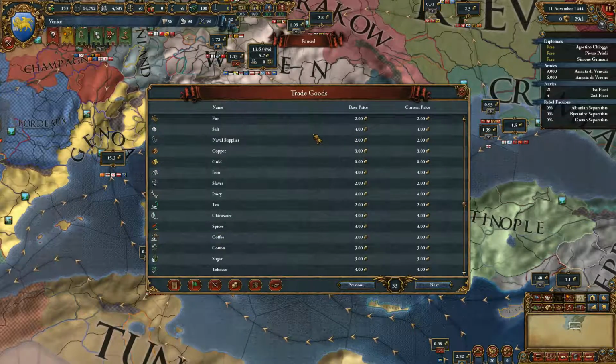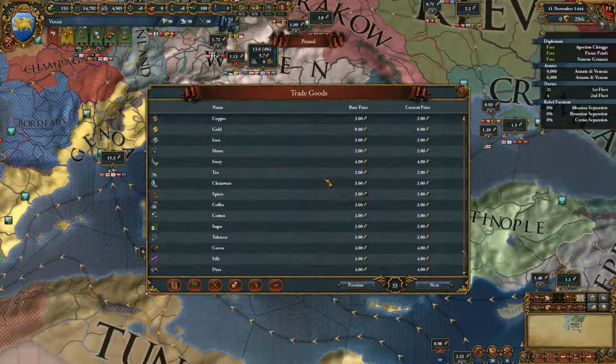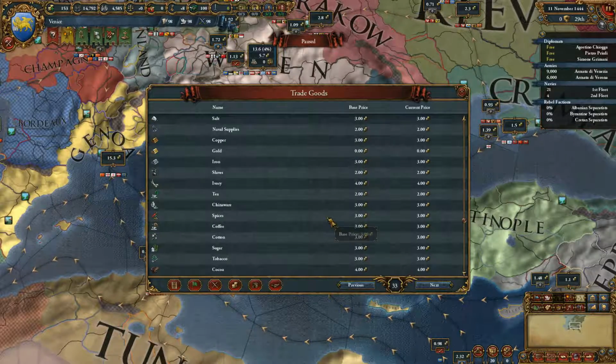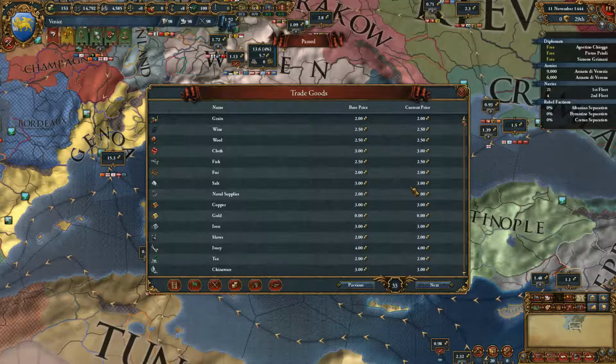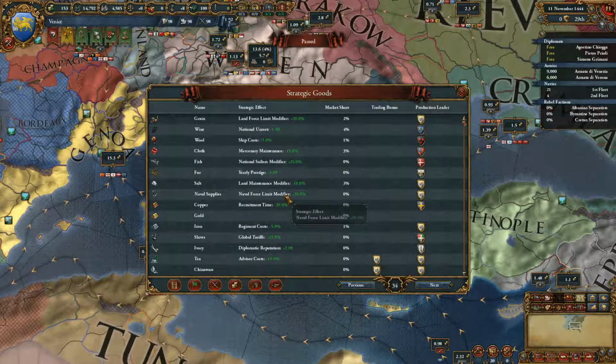Trade goods. Your list of trade goods, if there's a leader in it, I believe they will be listed here. Base price, current price. Oh no, strategic goods, that's where it's listed.